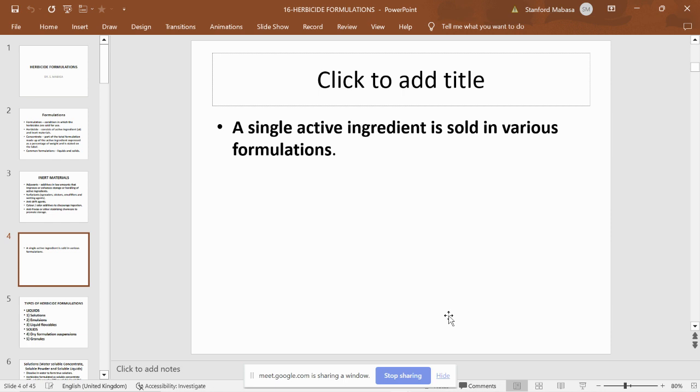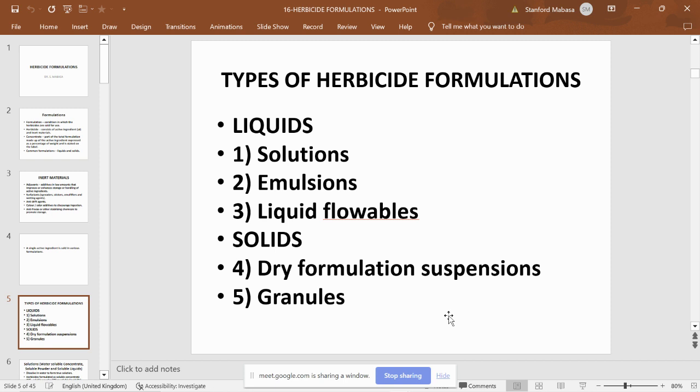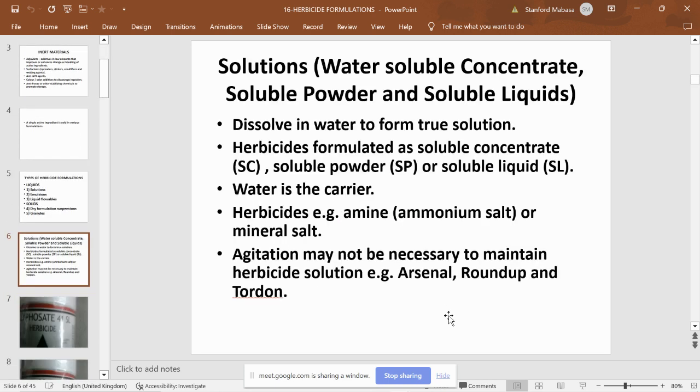A single active ingredient is sold in various formulations. These are now types of herbicide formulations. We've got liquids. Number one, we've got solutions, we've got emulsions, we have got liquid flowables. Under solids, we have got dry formulation suspensions and granules. Now I'm going to focus on the solutions first.